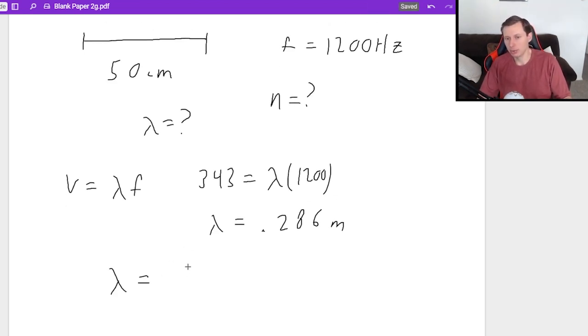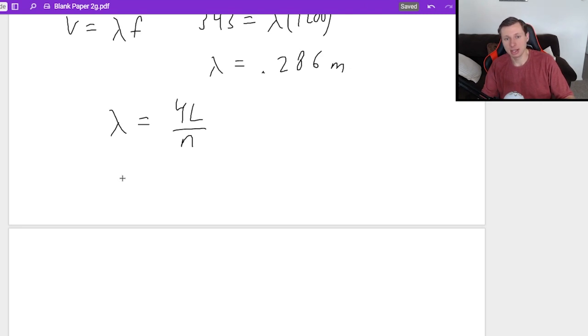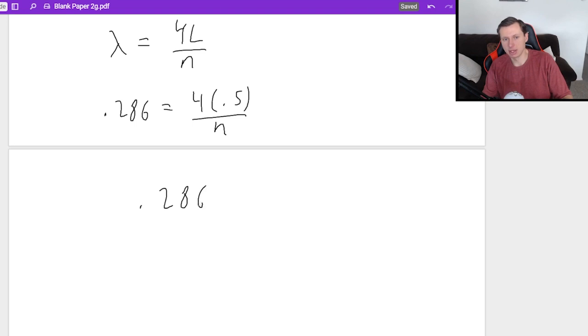Then if I want to solve for n, I just have to use the wavelength equation for the one end open, one end closed case, which is 4L over n. Now be careful here. You do not want to use 50 for L because that's in centimeters. We need to convert it to meters, which is by dividing by 100. 50 centimeters is 0.5 meters. So that means that lambda, which was 0.286, is equal to 4 times length 0.5 divided by n. 4 times 0.5 is just 2, so we can even simplify it down to 0.286 equals 2 over n.